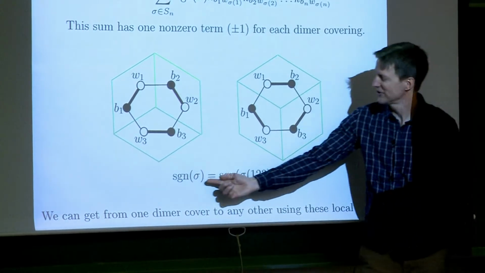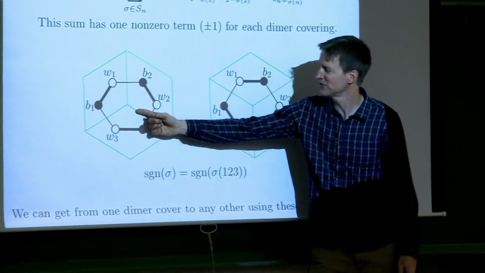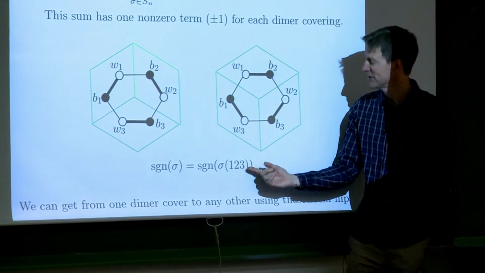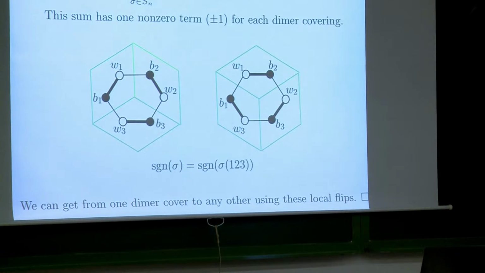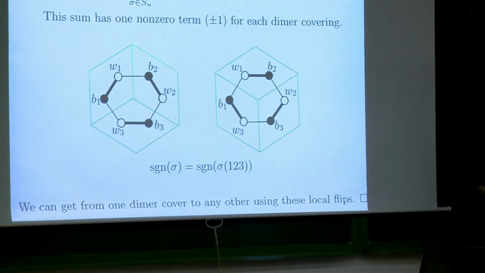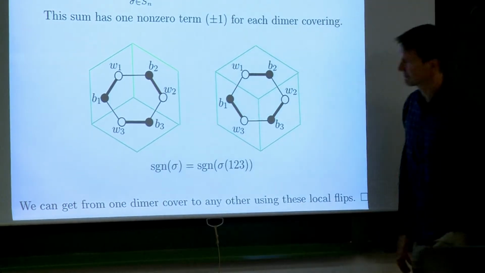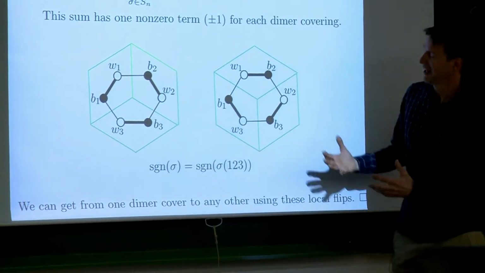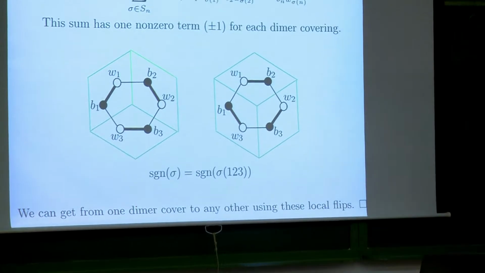Well, what happens is that whatever the signature of this permutation is here, it's the signature of this permutation multiplied by a 3 cycle. But a 3 cycle has positive signature, so these signatures are the same. So if two matchings differ on a single flip, then they have the same contribution to the determinant.